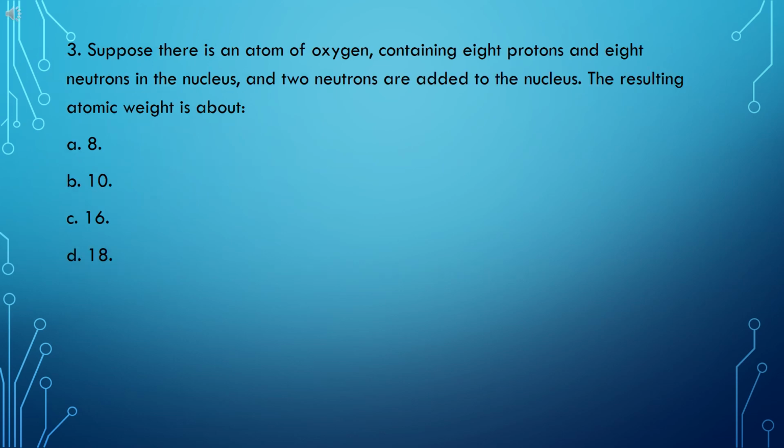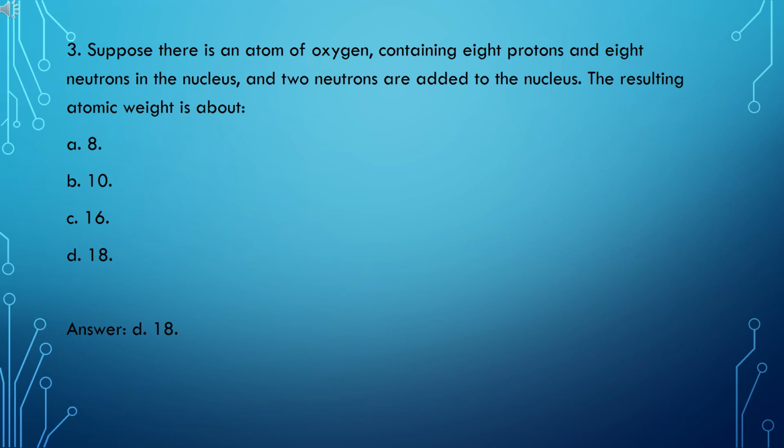Question number 3. Suppose there is an atom of oxygen, containing 8 protons and 8 neutrons in the nucleus, and 2 neutrons are added to the nucleus. The resulting atomic weight is about: letter A, 8; letter B, 10; letter C, 16; letter D, 18. The answer is letter D, 18.